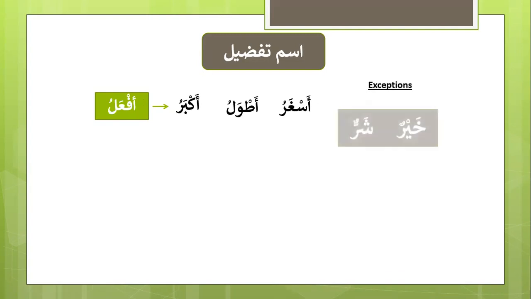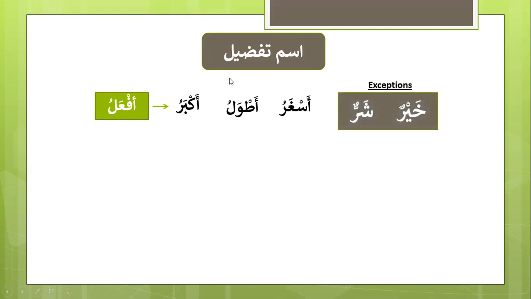Now let's look at ism tafdeel first. First, af'alu is the pattern and it's partly flexible, by the way. Af'alu is partly flexible, just like akbaru, atwalu, asgharu. And exceptions are khairun and sharrun. These are the only two words which are ism tafdeel, but they are not in the af'alu pattern. Otherwise, all the other words you will see, asgharu, atwalu, akbaru, aktharu, they are all in the af'alu pattern and they are also partly flexible. I think I should write over here.